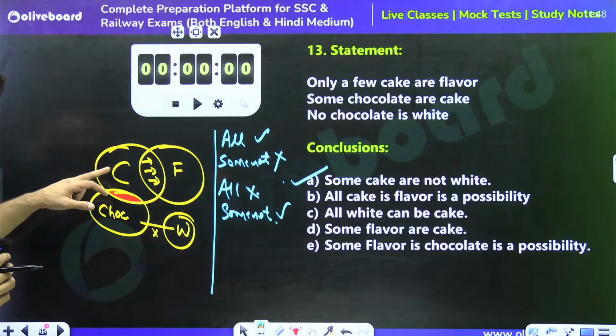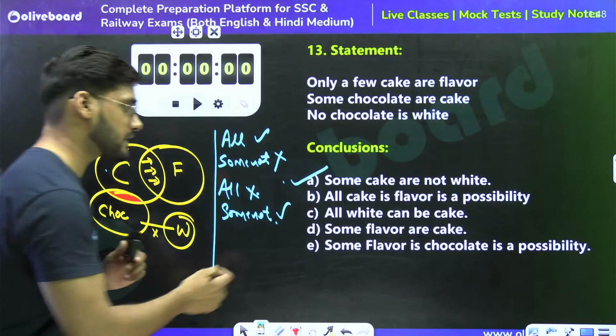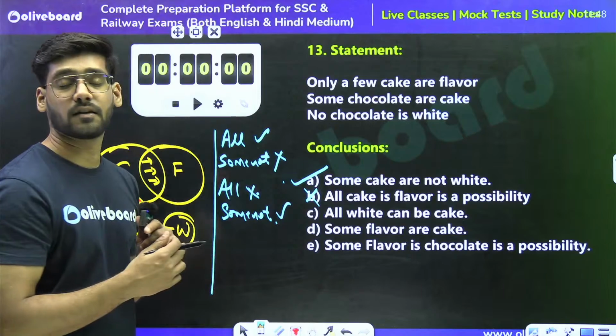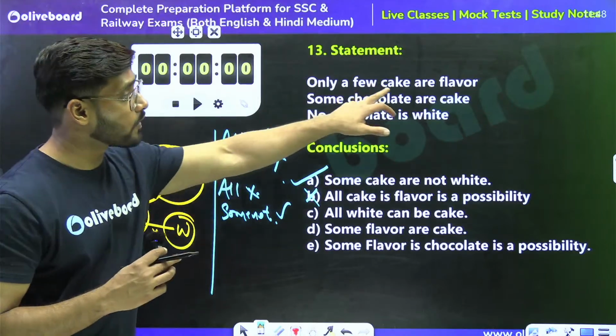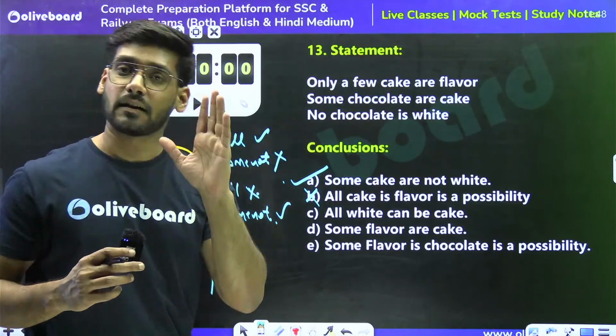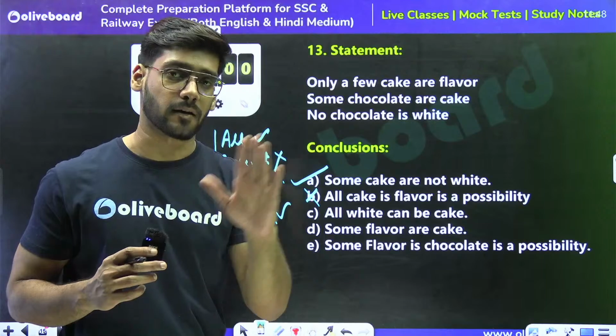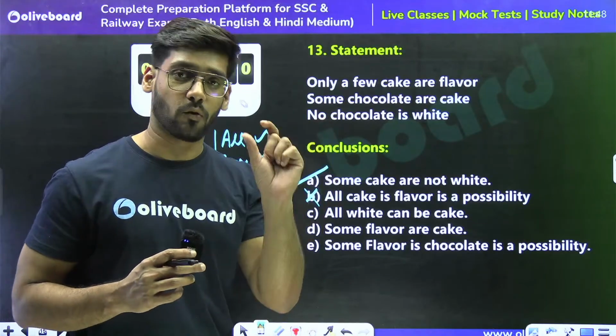All cake is flavor is a possibility. Can all the cake go inside flavor? No, all the cake cannot go inside, because he has said only few cake. Only few means only few will remain with flavor, but not the remaining ones. Only few means a limited portion of cake.